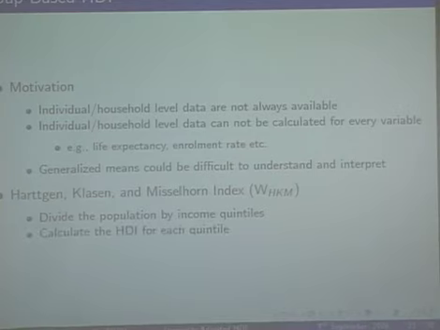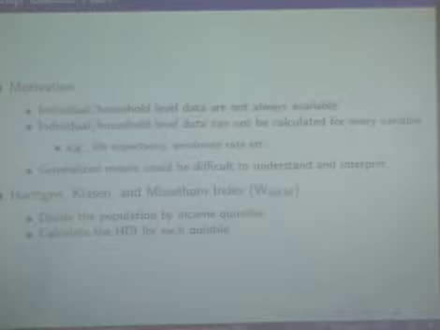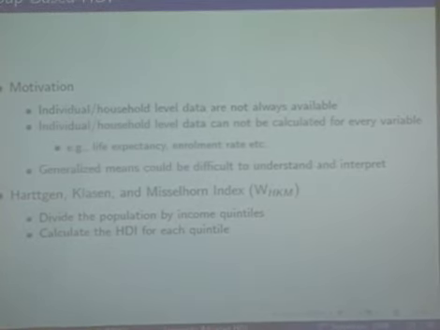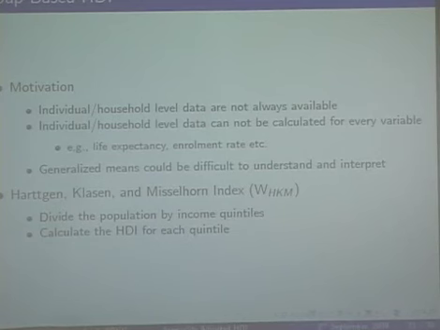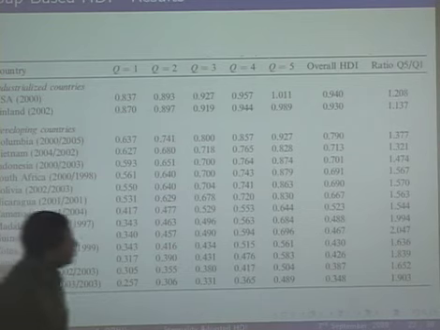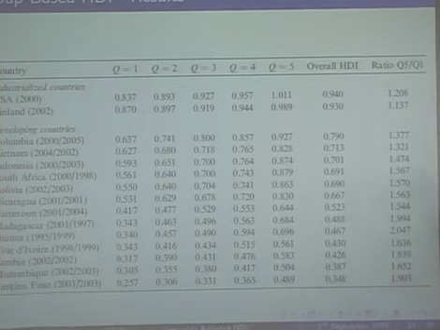they calculate the human development index for each quintile. So you have the human development index for the lowest quintile, for the second quintile, and so on, so you have 5 human development indices. And their index would be, so this is the table, and this would be their measure of inequality, how unequal HDI is.